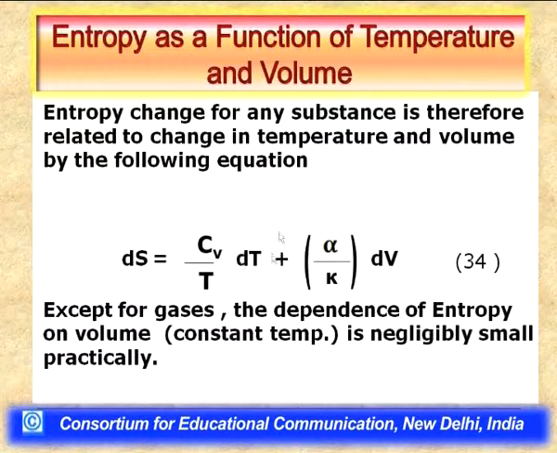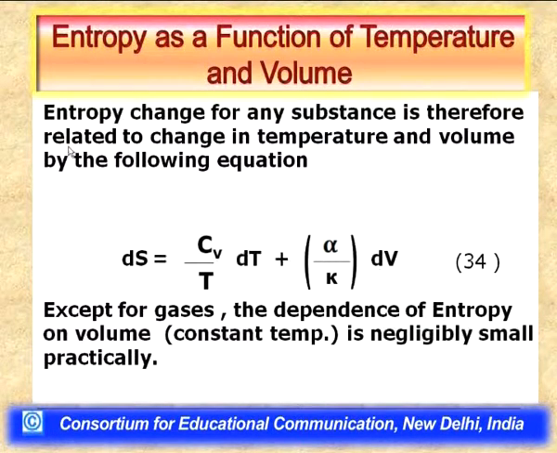Once we do get to know that, we can determine the change in temperature, we can determine the change in volume, we can determine the expansion coefficient, and we can determine the coefficient of isothermal compressibility, kappa. So, when all these state variables are related, we can determine the entropy change using the change in state variables such as temperature and volume under the condition of constant pressure, using equation 34.